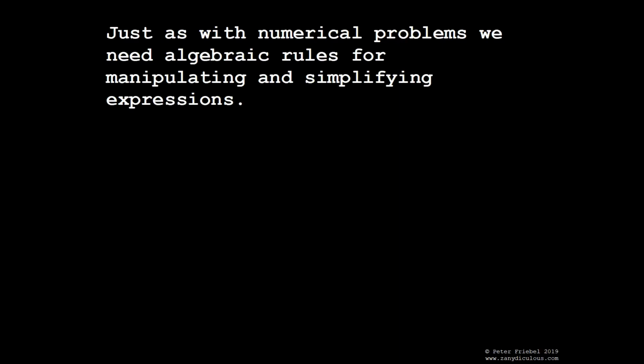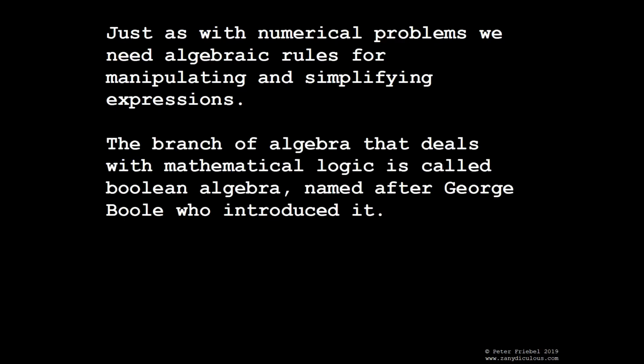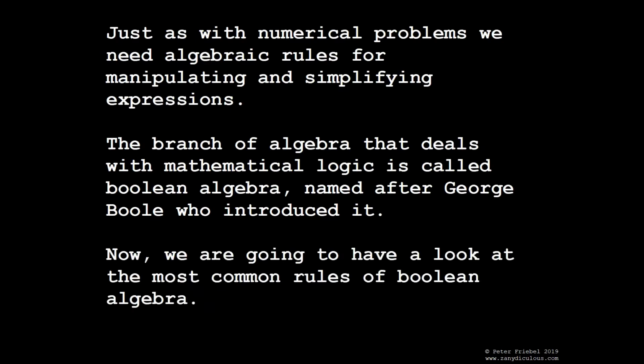Just as with numerical problems, we need algebraic rules for manipulating and simplifying expressions. The branch of algebra that deals with mathematical logic is called boolean algebra, and that is named after George Boole, who introduced it. Now, we are going to have a look at the most common rules of boolean algebra. Take your time to study each of them. Use truth tables to make things clear if they are not. And you will see that truth tables are really, really nice to have.